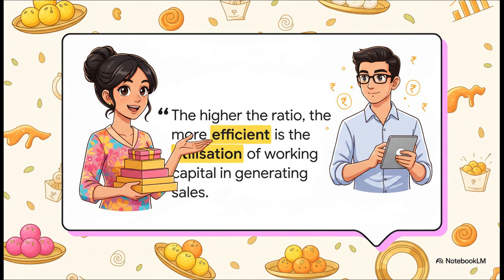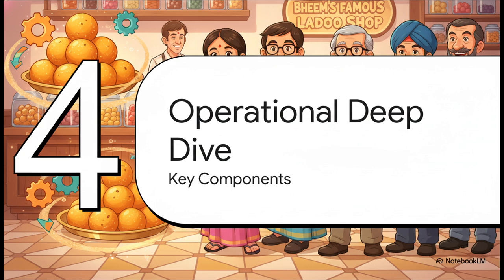Buying ingredients, collecting money from customers, and keeping those delicious ladoos coming. A nice, high ratio means every rupee is a super efficient, sales-generating machine. Now, this is where it gets really interesting. We can actually break down working capital into its key parts. This is where we put on our financial detective hats and figure out what's really happening inside the business.